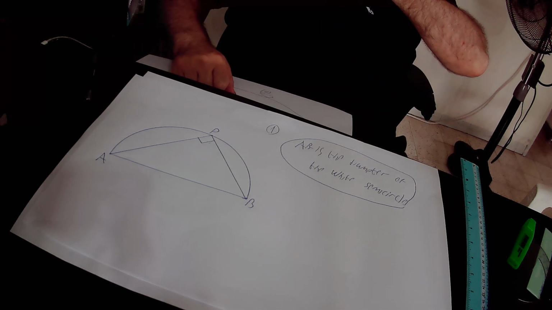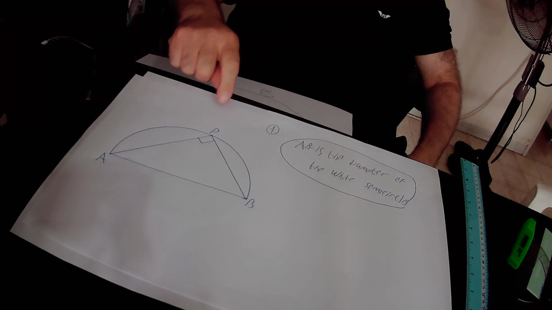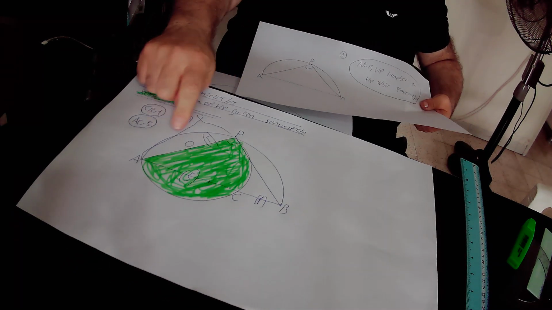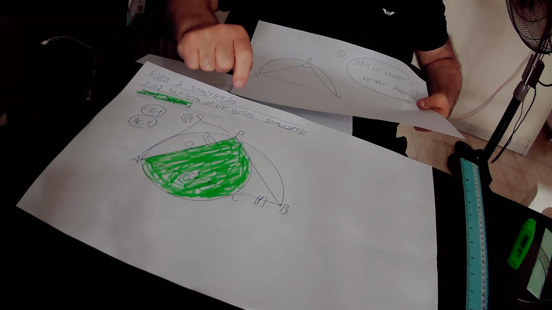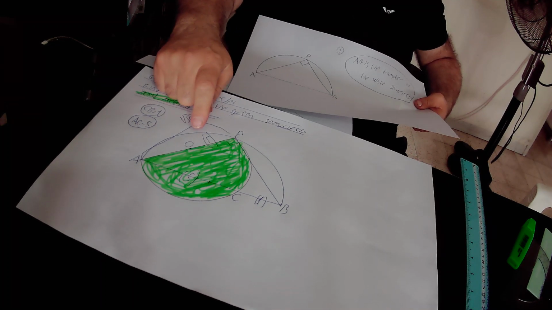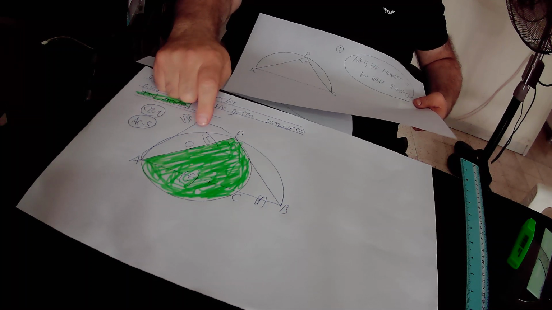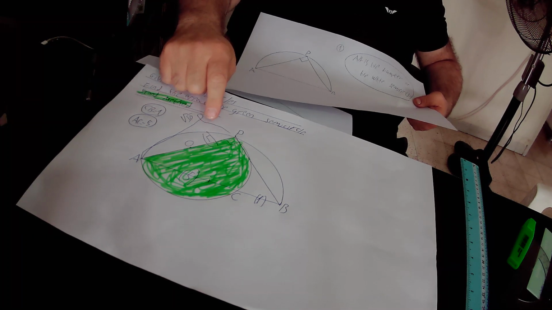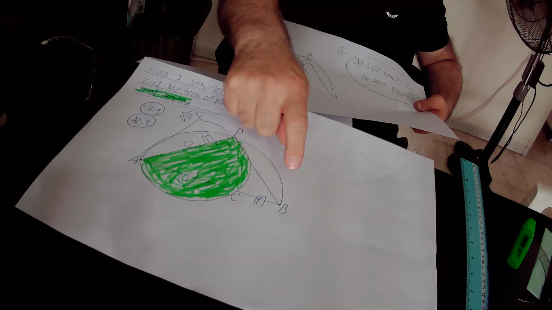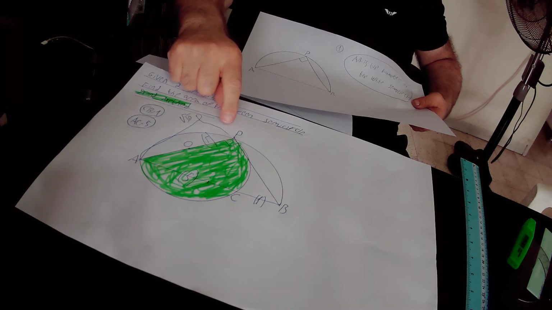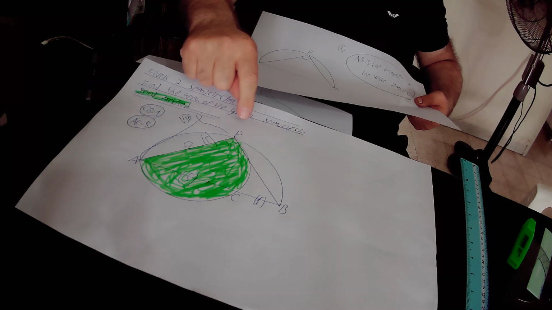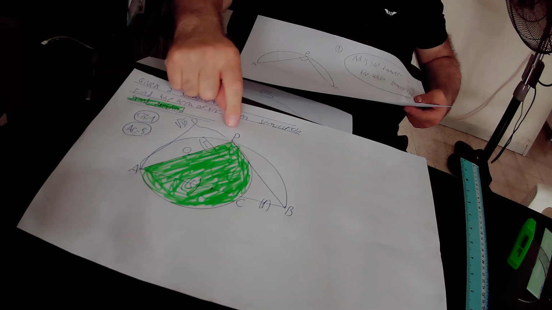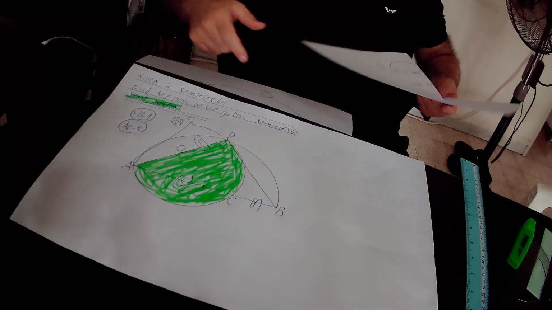So here we have line BP that is perpendicular to PA. PA is the diameter of the green semicircle. So we define the center of this green semicircle at this point as point O. Therefore, OP is the radius of this green semicircle. So line BP is perpendicular to the radius PO of the green semicircle.